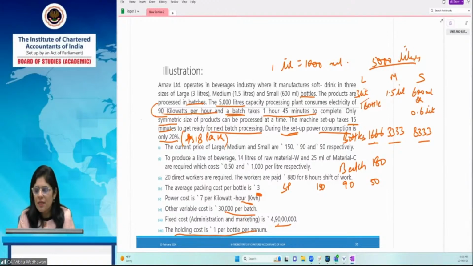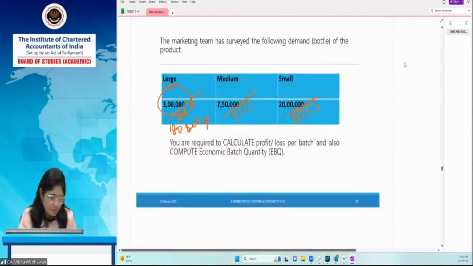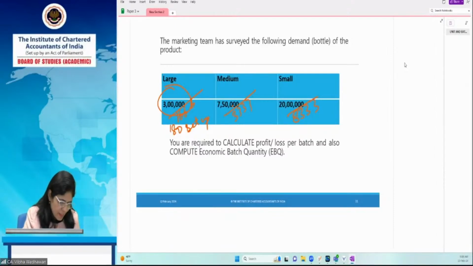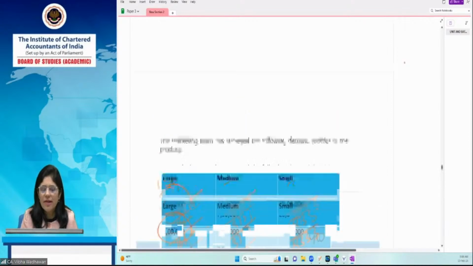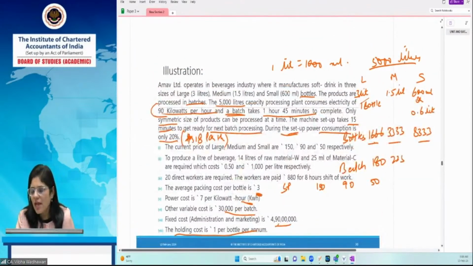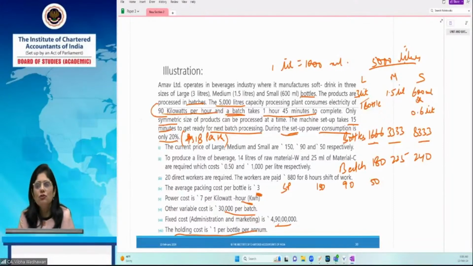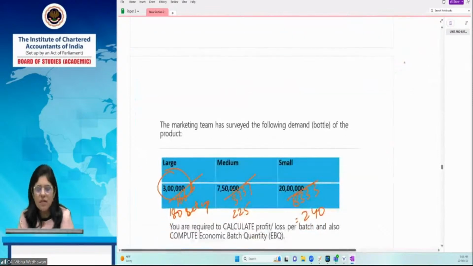The setup is 180. 180 setups will be required to produce 3 lakh bottles. Is it clear? Similarly, for this, how many? 7,50,000 divided by 3,333, it's 225 setups we require. Then 20 lakhs divided by 8,333. We require 240 setups. Here 180, 225 and 240 setups, or the batches, we require to meet the annual demand of 3 lakh, 7,50,000 and 20 lakhs.